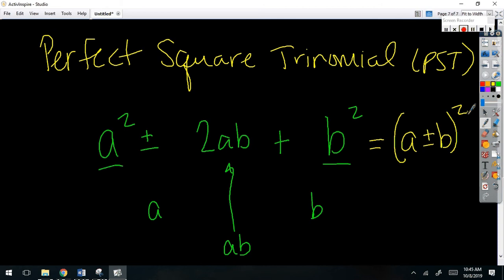So what we're going to do is we're going to take some quadratics that are not perfect squares, and we're going to make them be perfect squares. Yes. We're going to force them to be a perfect square trinomial.